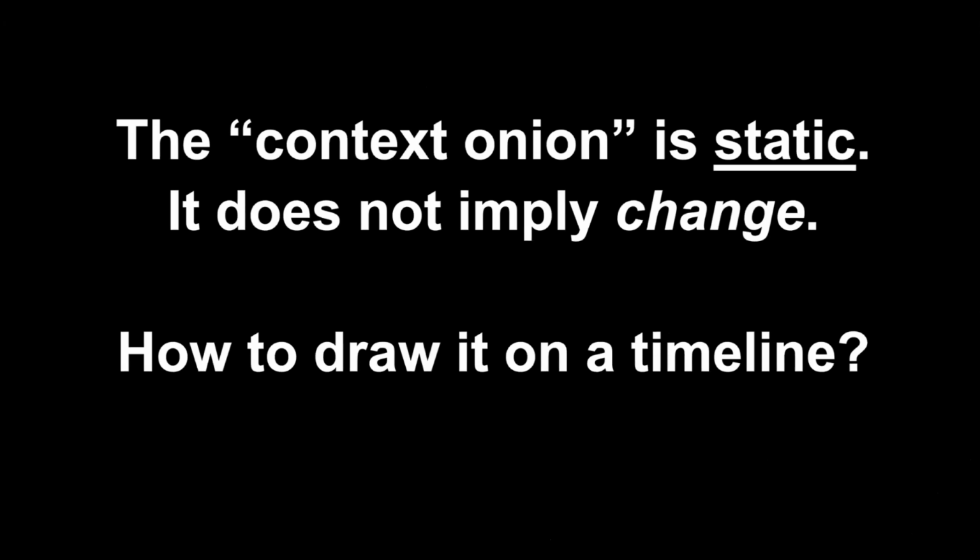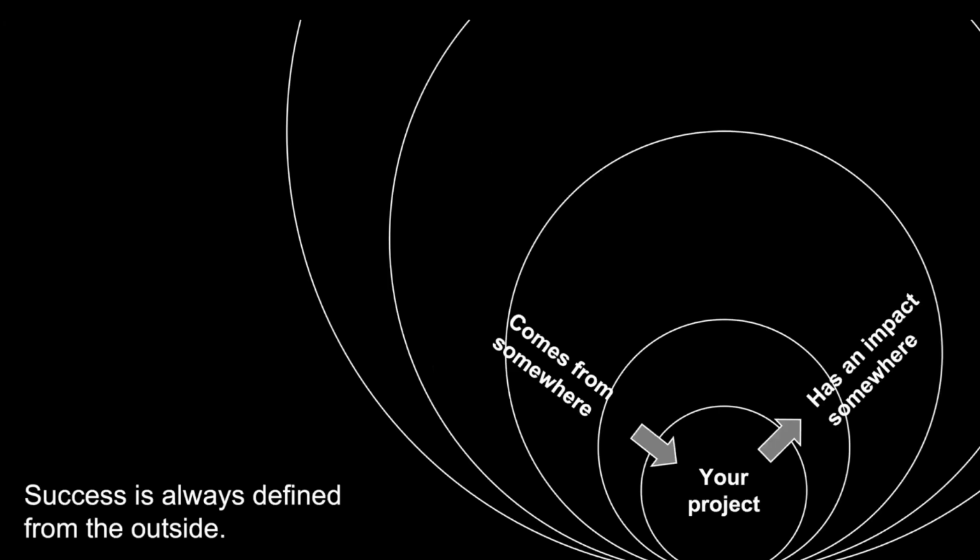However, it's a static tool. It doesn't imply change directly. It's just a snapshot of the context. So how do you draw it on a timeline? If we had the onion, the idea with time is that some things come from here, then in the center is your project, and then after the project is done, it contributes to the next level of the onion.